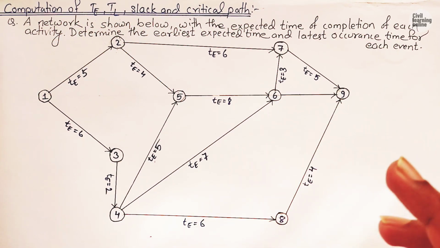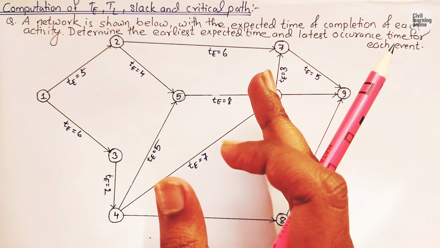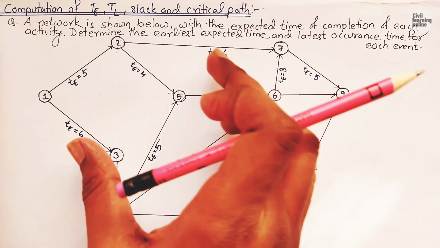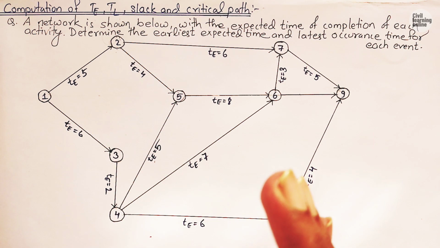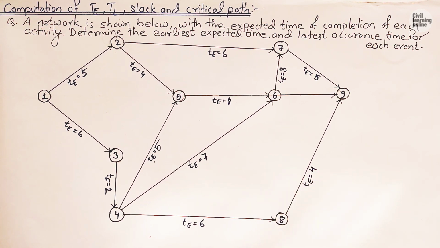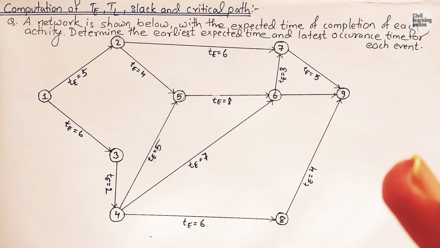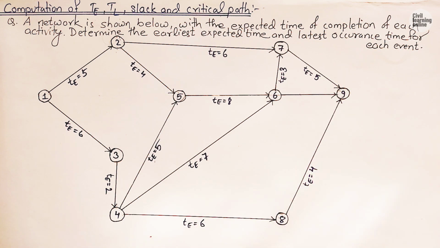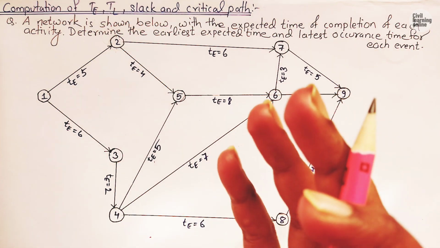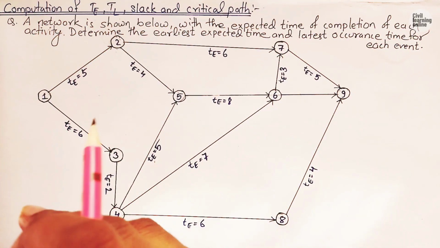And for that I will show you first how to calculate the earliest expected time and the latest allowable time on this diagram, and later it is sometimes asked in exams to calculate the earliest expected time and the latest allowable time in a tabular form. So I will show you how to do that also. First let us calculate the earliest expected time and the latest allowable time in this diagram.